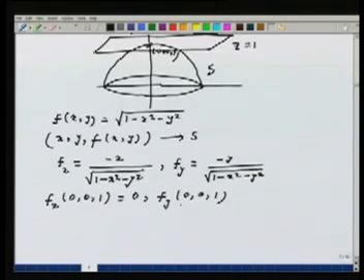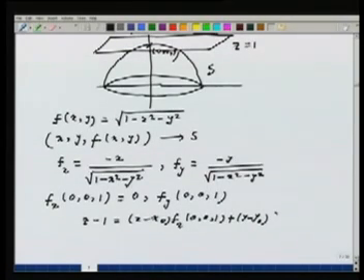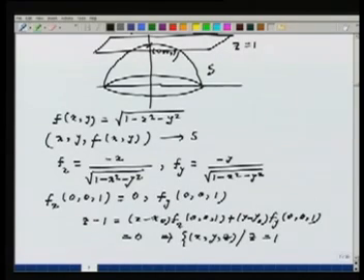Then the previous formula of the equation of a tangent plane at a point x naught, y naught suggests that I get z minus z naught, which is 1, equals x minus x naught into fx at (0, 0, 1) plus y minus y naught into fy at (0, 0, 1). But fx and fy are 0, so what I get is 0. This implies the equation of the tangent plane is {(x, y, z) such that z equals 1}. But this is precisely the plane which I have drawn here. This is the plane z equals 1. So it matches with our intuition.